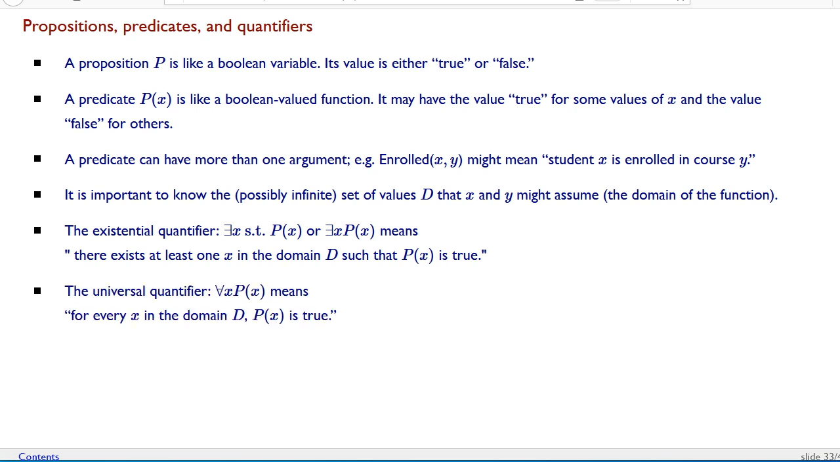The other quantifier we need is the universal quantifier, for all. And when I say for all x p of x, what I mean is that for every x in the domain of discourse, p of x is a true proposition.